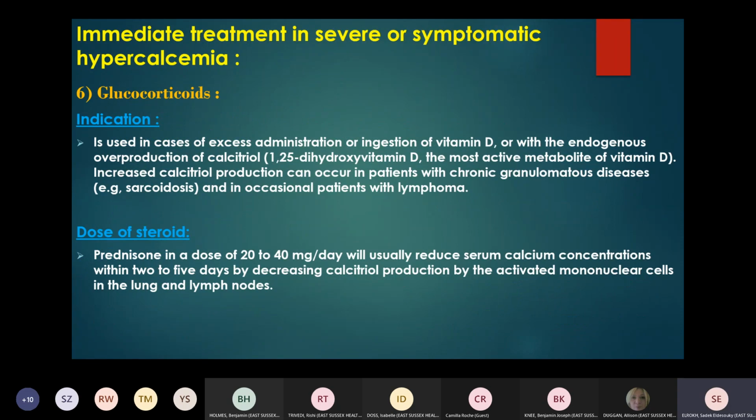Corticosteroid. What is the indication to give corticosteroid in the case of hypercalcemia? Only in a case of hypercalcemia secondary to granulomatous disease, like sarcoidosis or other granulomatous disorder. So only steroids are indicated in hypercalcemia secondary to granulomatous disease. The dosage of steroid could be 20 to 40 milligram once daily, and it can be given for up to 5 days. Sorry, not with calcitonin. It can be given on its own in a case of hypercalcemia secondary to granulomatous disease.